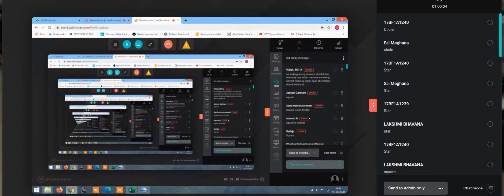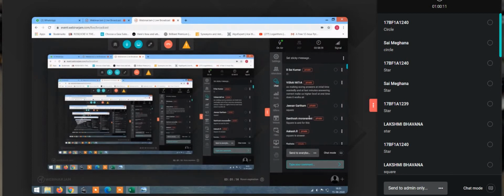So our brains always think in a crooked way, right? Here somebody, Mitra, wants to know: making wrong answers at the initial time wantedly and at the last minutes answering correct makes us a higher level at end time. Does it work, sir? Mitra, I don't even understand what you're asking me.